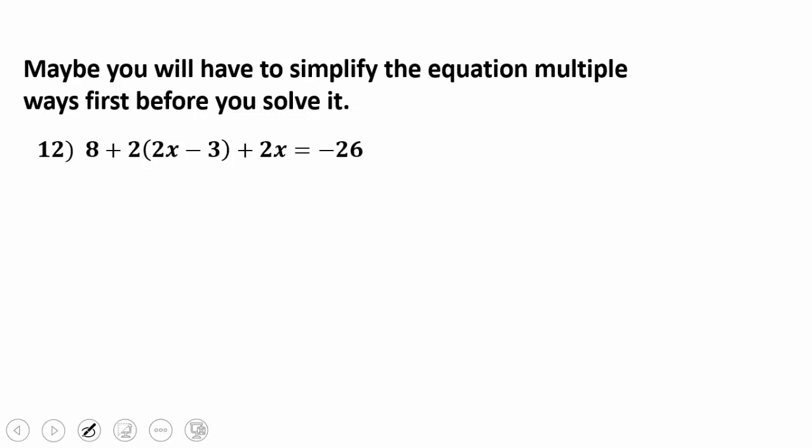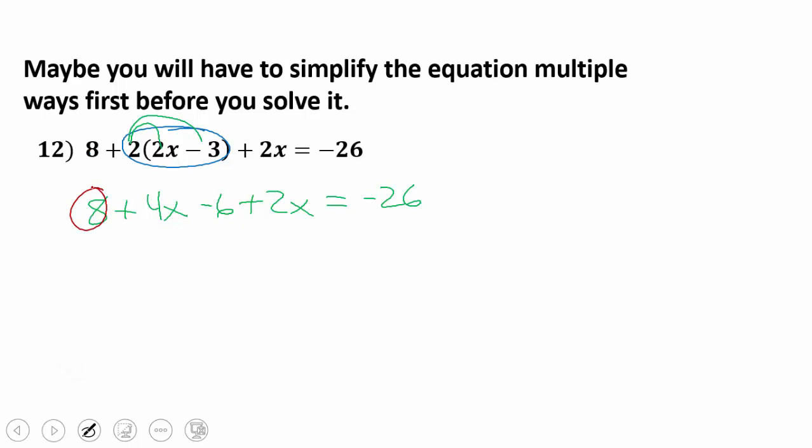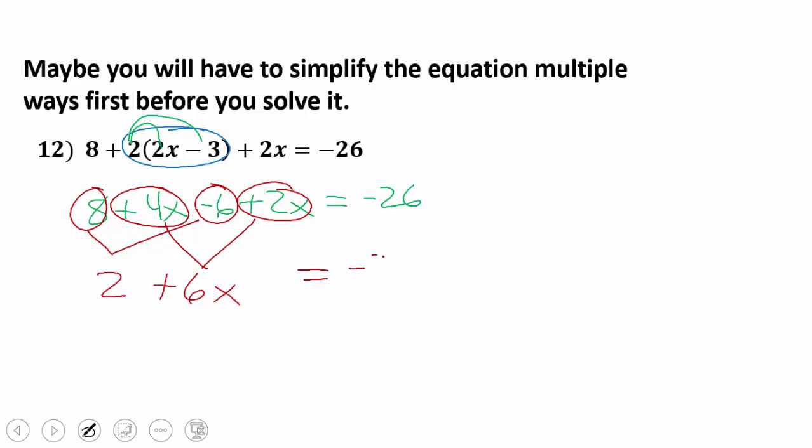So we're going to look at this 8 plus 2 times the quantity 2x minus 3 plus 2x is equal to negative 26. And we're going to start right here by saying that 2 times 2x is 4x. And then 2 times a negative 3 is negative 6. We're going to bring down the 2x that's there, and we're still equal to negative 26. So we got rid of the parentheses, but we can still simplify this equation. In fact, we have this constant and this constant here. So 8 and negative 6 is 2. And then we have the positive 4x and the positive 2x. That gives us 6x, and that equals negative 26.